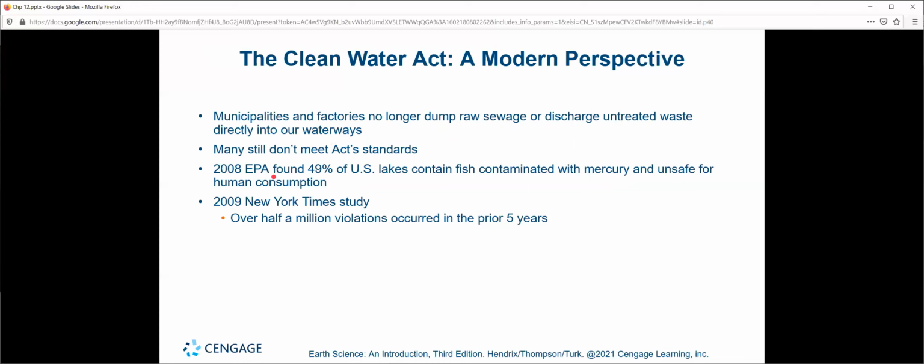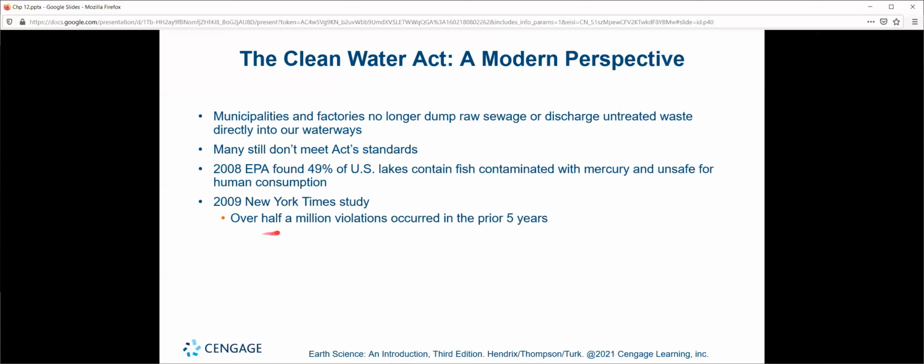In 2008, the EPA, the Environmental Protection Agency, found 49% of U.S. lakes contained fish that were contaminated with mercury and unsafe for human consumption. Half of U.S. lakes in 2008, that's not long ago, were not producing fish capable of human consumption. That's not natural. These lakes do not naturally produce fish that can't be eaten. So if it's not natural, it's probably artificial, right?